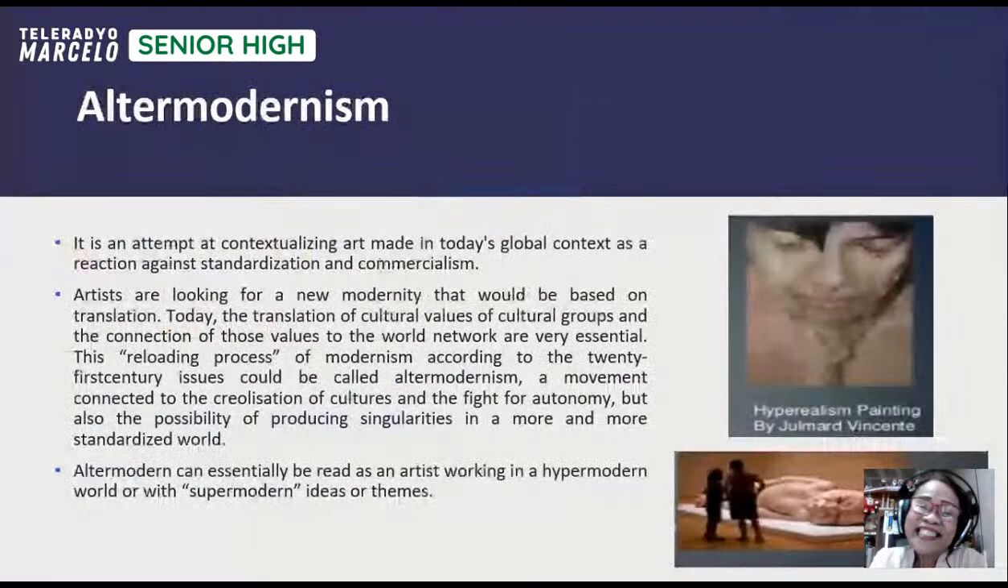Okay, andyan ba kayo? Medyo pag-history ang pinag-uusapan eh. Medyo naantok tayo. Tuloy ko na ha.